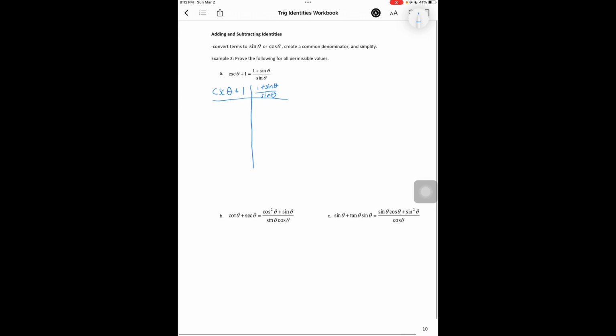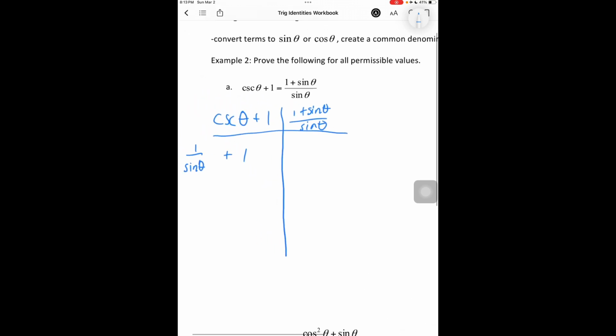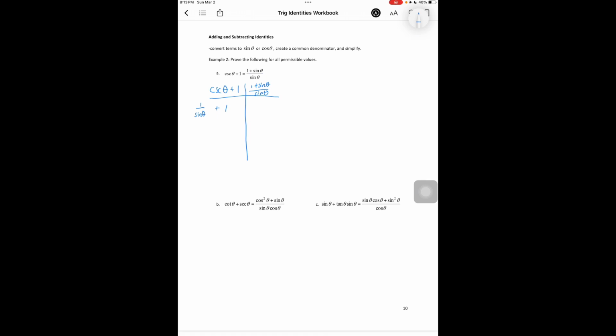So here, I'm just going to do the left side first. So cosecant is the same thing as 1 over sine theta plus 1. One thing you should watch out for is, if you're looking at your terms here, we see that the left side has 2 different denominators, or not 2 different denominators, but they're separated, versus the right side, they're all one giant term. So our goal here is to try to convert everything on the left side to become one condensed term.